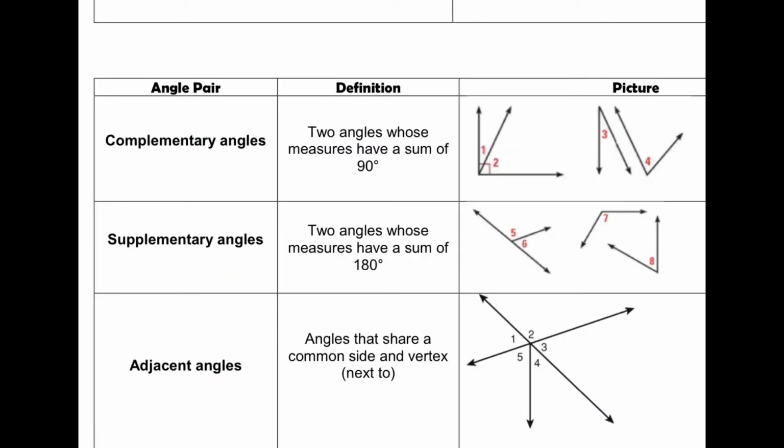First up, complementary angles are two angles whose measures have a sum of 90 degrees. They might be right next to each other, like 1 and 2, but they might be separate, like 3 and 4. Still, both are complementary. Supplementary, similar idea, but this time they add up to 180. So 5 and 6 right next to each other, or 7 and 8 detached, still add up to 180.